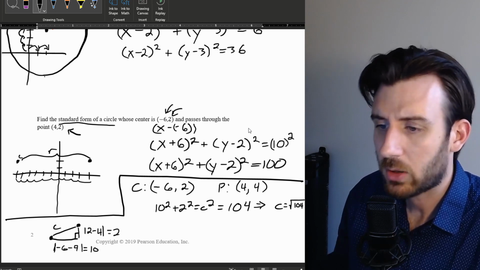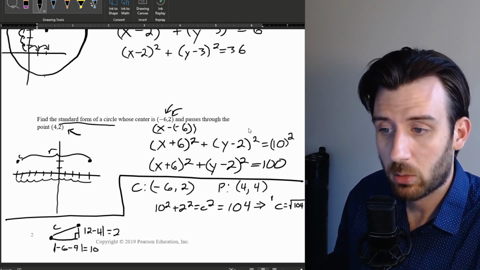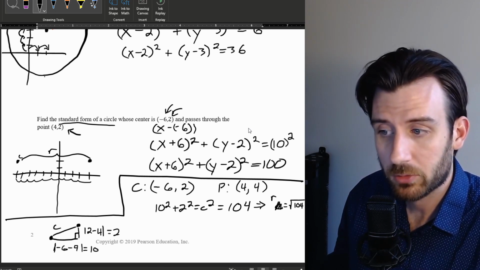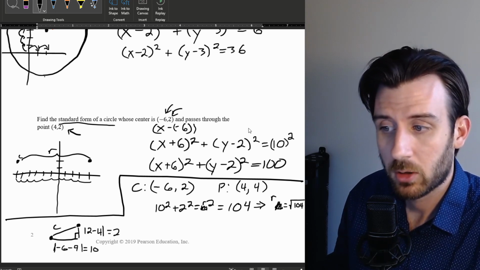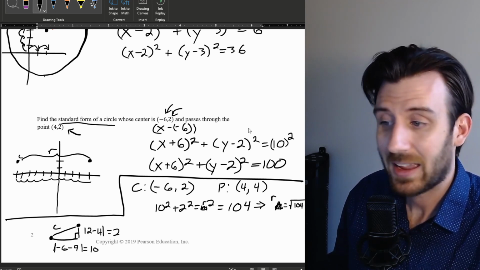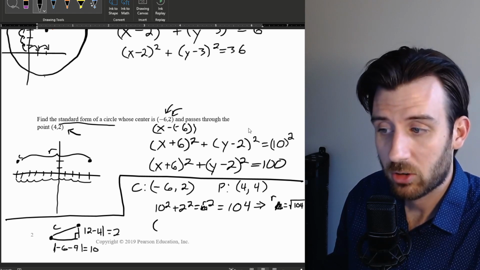No problem. Okay, but we did find c. In other words, we did find our radius. So maybe I'll just call it my radius from now on. This was my radius. Okay, so I found the radius. I have a center. I should have everything I need for the equation of my circle.